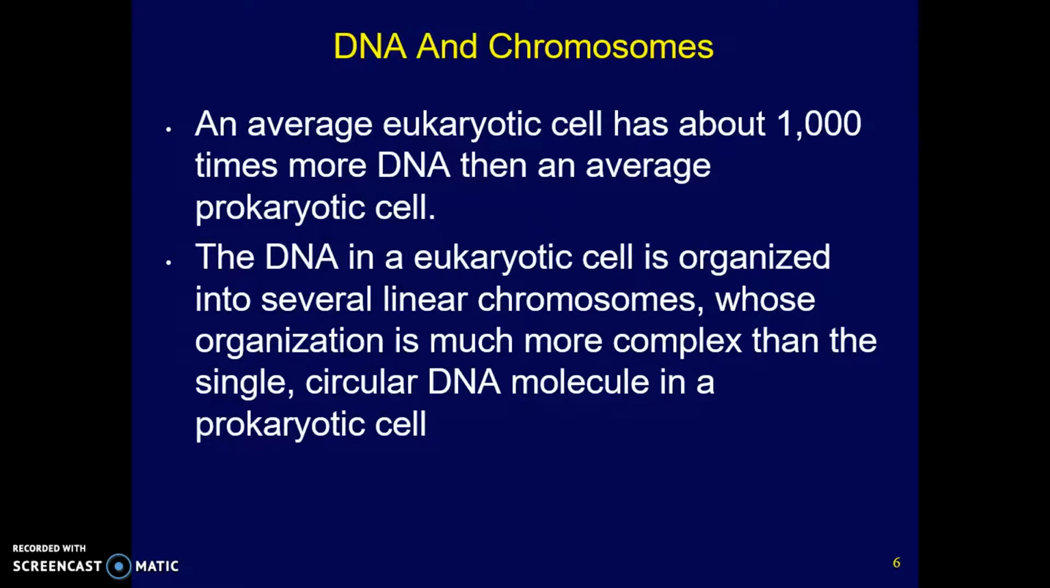Now, the difference is that eukaryotic cells are, like humans, everything in the kingdoms of animal, plant, fungi, and protists. These are all eukaryotic cells, and then the prokaryotes are like your bacteria and archaeobacteria. The DNA in a eukaryotic cell is organized into several linear chromosomes, whose organization is much more complex than the single circular DNA molecule in a prokaryotic cell. And a prokaryotic cell, like I said, is a bacterial cell, whose DNA will be in a single loop, where ours is linear.